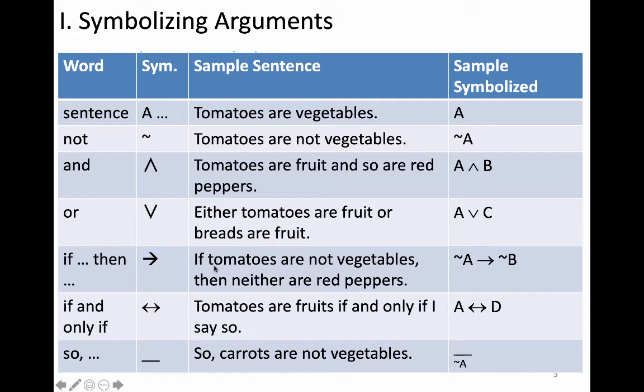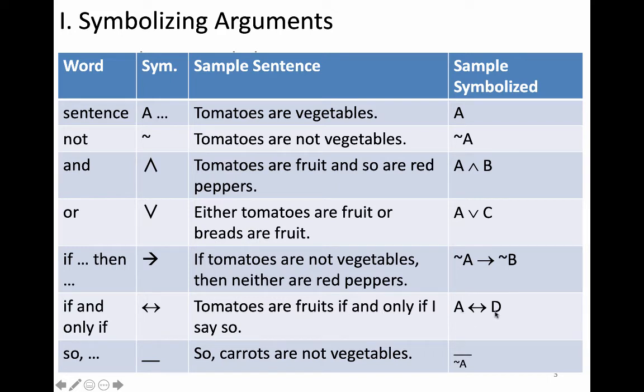If tomatoes are not vegetables, then neither are red peppers. Where "tomatoes are vegetables" is A and "red peppers are vegetables" is B, we can say it's not the case that tomatoes are vegetables implies it's not the case that red peppers are vegetables. Now we can do it in both directions.